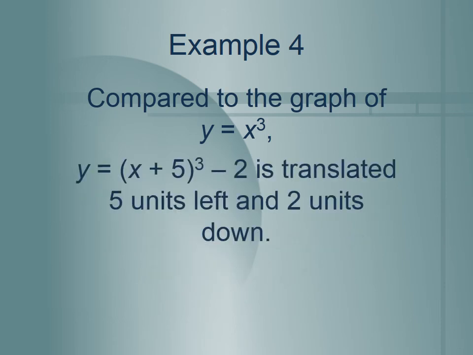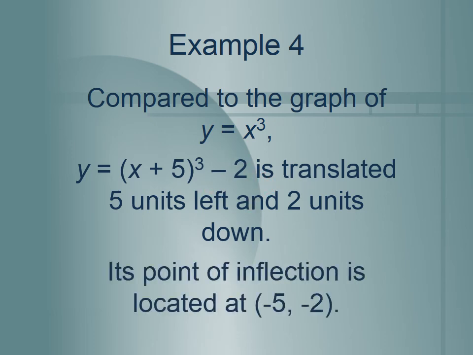Let's do another one. x plus 5 cubed minus 2 means 5 units left because of the plus 5, and 2 units down because of the minus 2 for our k value. So our point of inflection is minus 5 because of the plus 5 h, and then a negative 2 because of the minus 2 k.